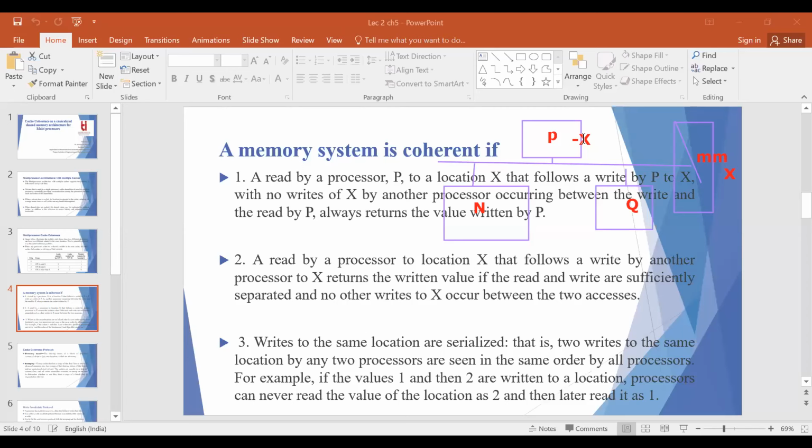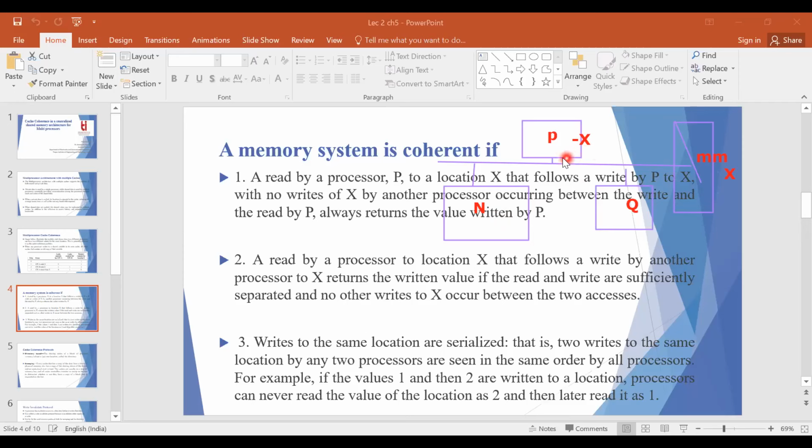That's it. Okay? So if there is a location X in the main memory and that has been cached by processor P, right? And P writes a value to this X, then N, Q, or main memory, any of the accesses should return the latest value which has been written into X.